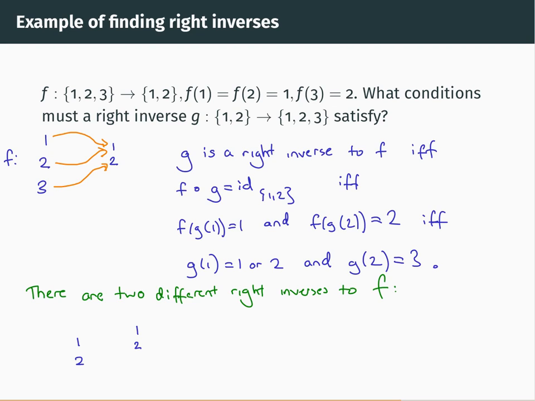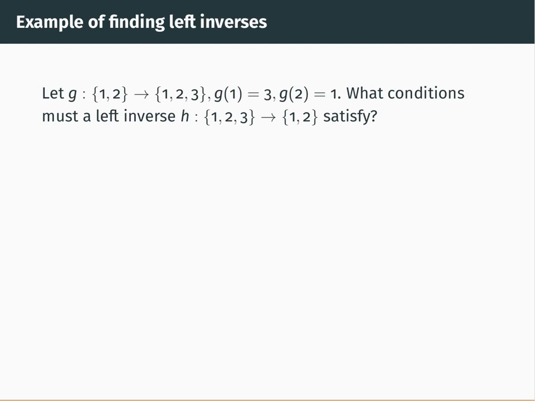They should have domain 1, 2 and codomain 1, 2, 3. And as we've seen, they've both got to send 2 to 3. But they can send 1 to 1 or 2. Those are our two different right inverses to the function f. So in particular, and this is an important thing to remember, a function which has a right inverse might have more than one different right inverse.